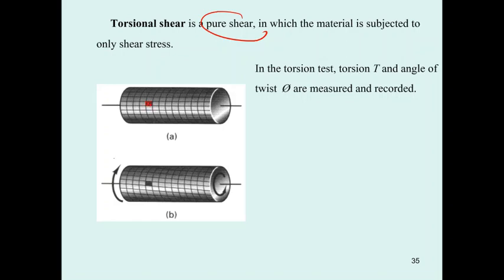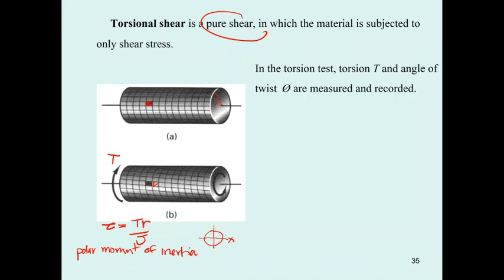When you apply the torsion here, the material is going to resist the torsion by shear stress, and the shear stress is going to be T times R over J. J is going to be the polar moment of inertia.